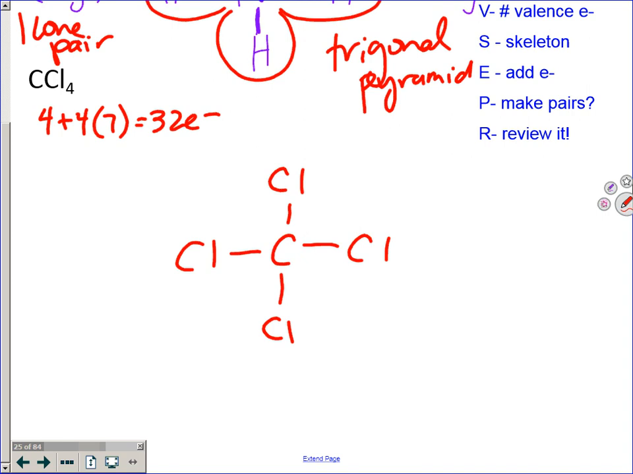7 times 4 equals 28. You gotta add 2 dots, and that's 30, and then add another 2. All right, back up to me.